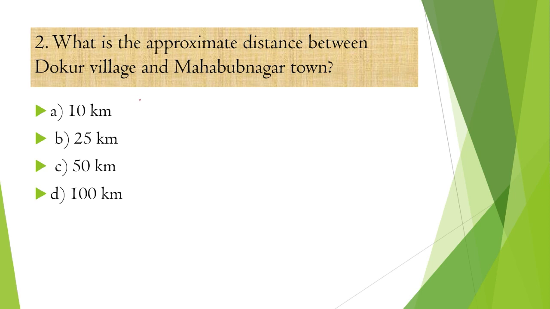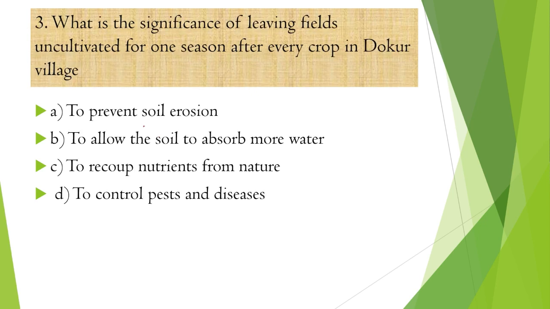Second question. What is the approximate distance between Dokur village and Mahabubnagar town? Here the approximate distance is 25 kilometers. Between Dokur village and Mahabubnagar town, nearly 25 kilometers of distance is there.